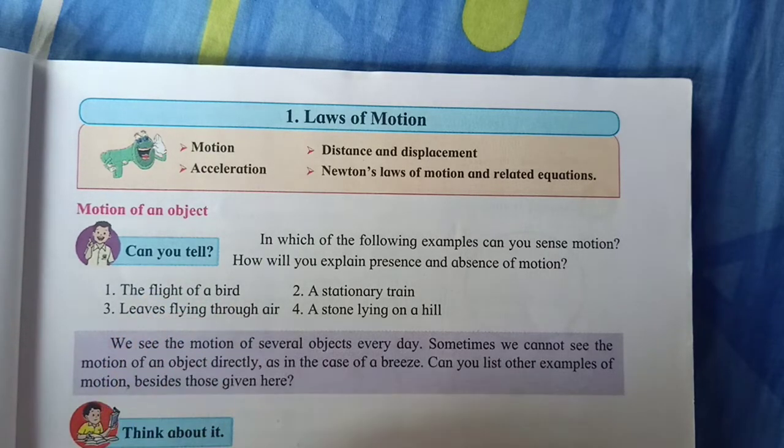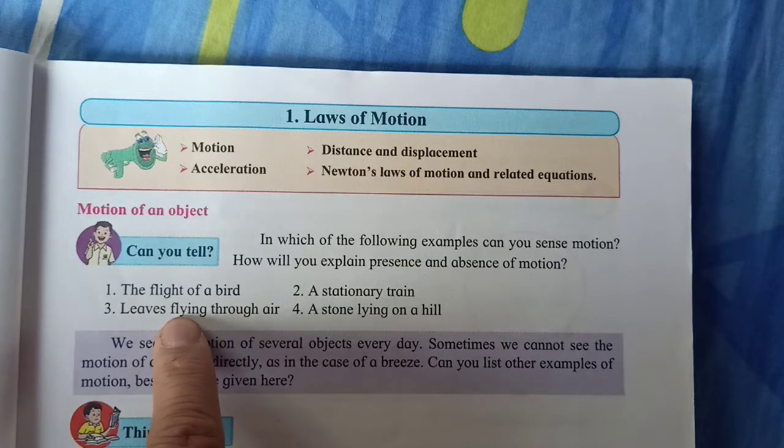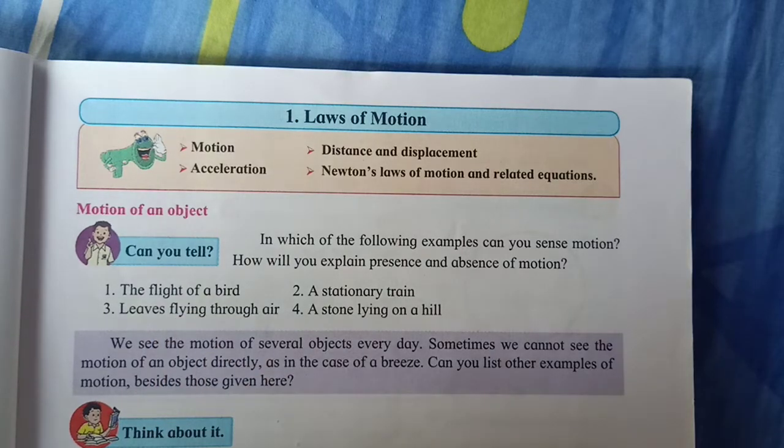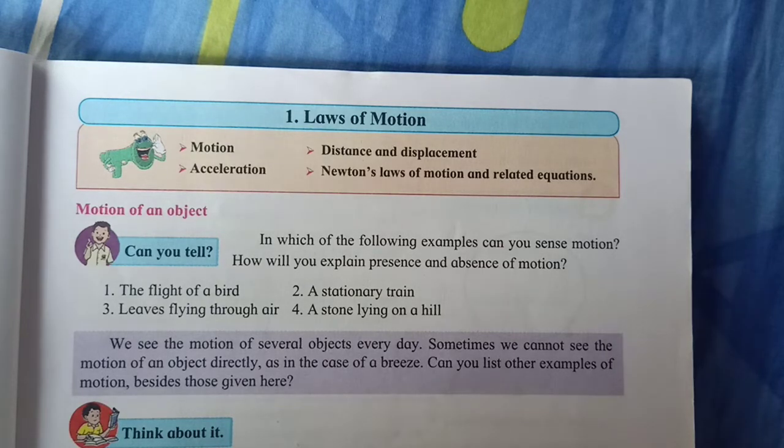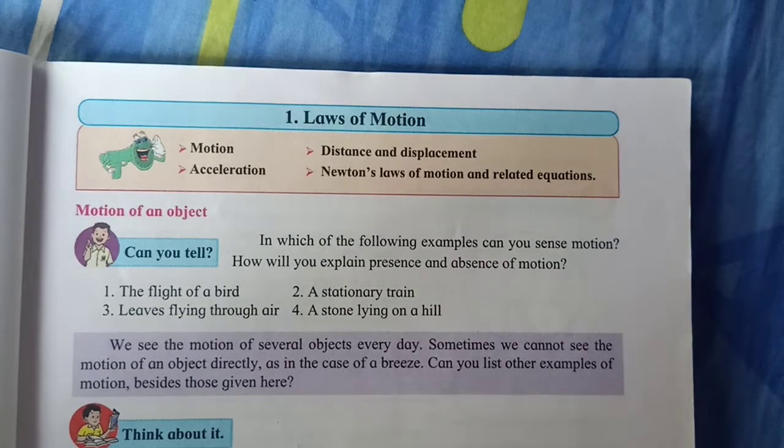That is why we can say that the bird and the leaves are in motion. Here we can define motion. Motion means when objects change their place, right? When objects change their place from one place to another place, then we can say that the object is in motion, right?